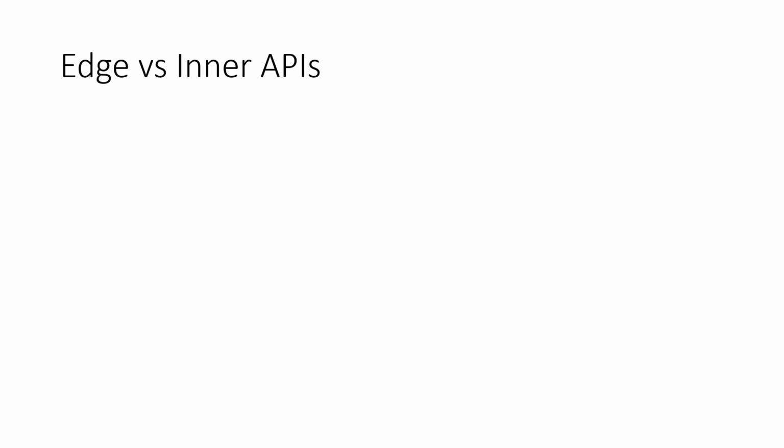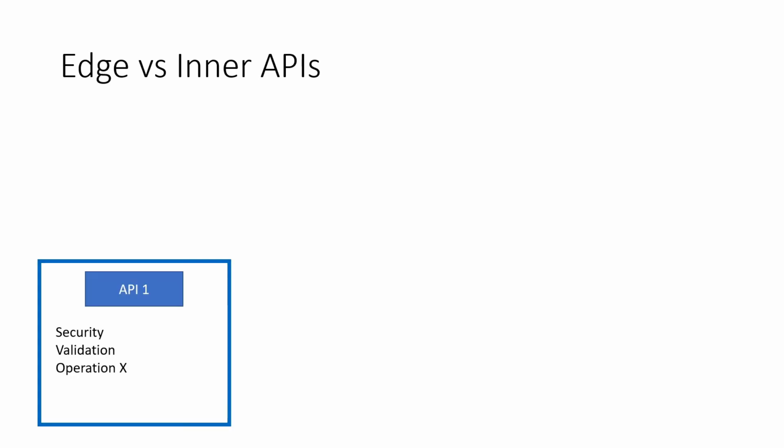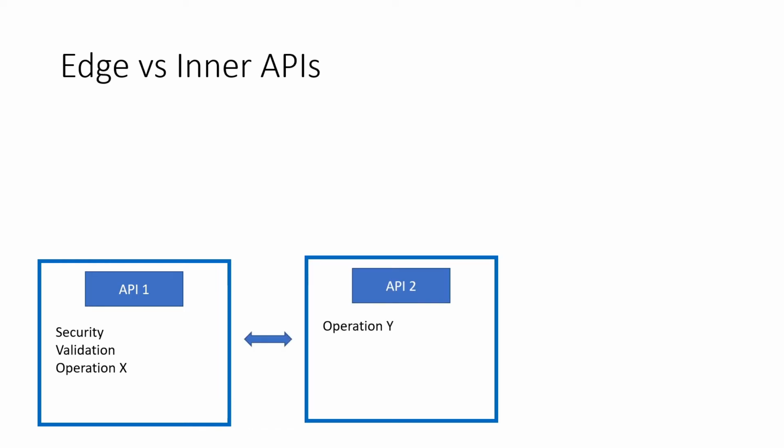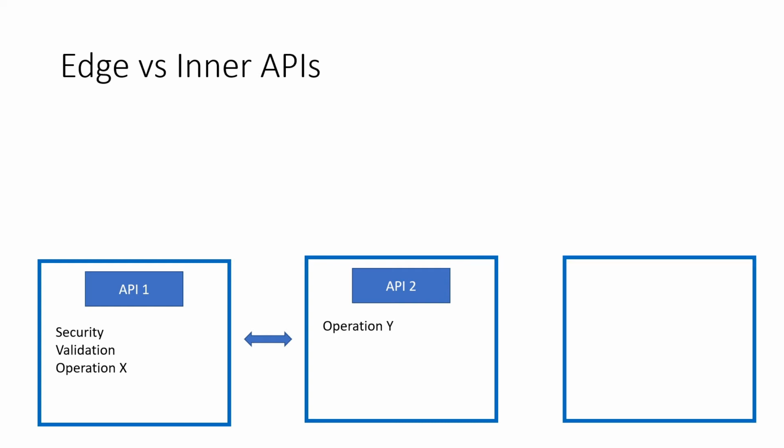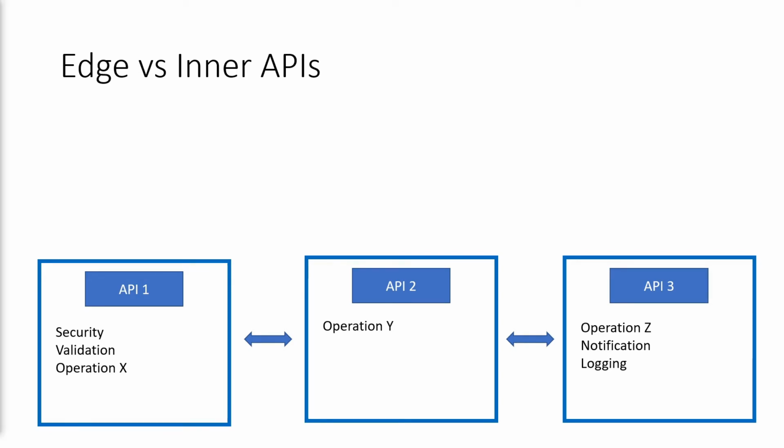Edge versus inner APIs. Consider the following example. API layer 1: security, validation, and operation X. Layer 2: operation Y. And layer 3: operation Z, notification, and logging. This really isn't that complicated, and there are some varying philosophies about how much duplication should exist at each layer. But most of the time, it's simple stuff like this that flies under the radar.